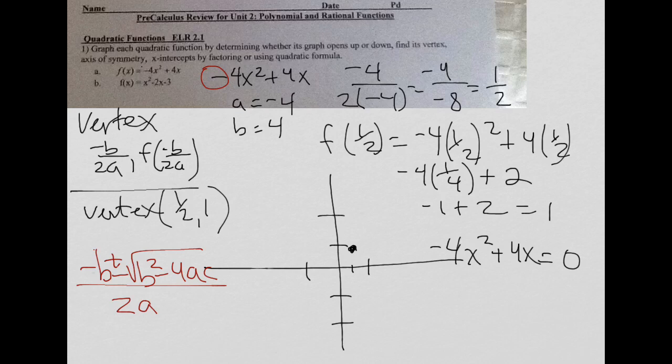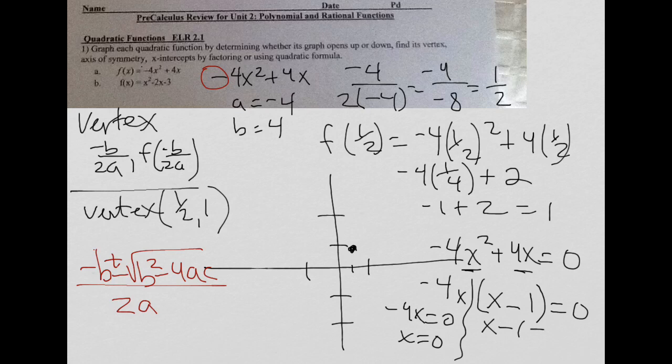Well, what do they have in common? They both have a common factor of negative 4. They also have a common factor of x. So I'm going to take negative 4x out. And when I divide both of these terms by it, I get x minus 1 equals 0. Now I split it apart. One of my x-intercepts is going to be 0, and the other x-intercept is going to be 1.